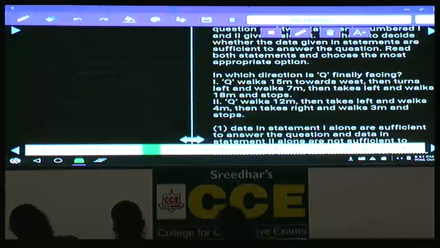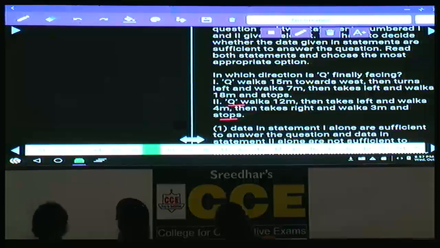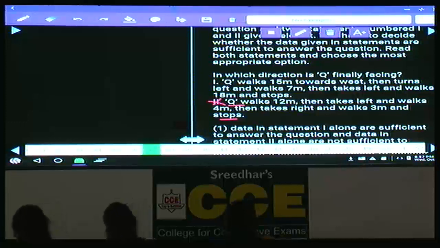Then coming to the second one here, Q walks 12 meters, then takes a left and walks 4 meters, then takes a right and walks 3 meters and stops. And finally, in which direction that person is facing is not known, or initially in which direction this person started the journey is also not known. As the direction is not given here, 2 alone is not sufficient, only 1 alone is sufficient, that is choice 1.